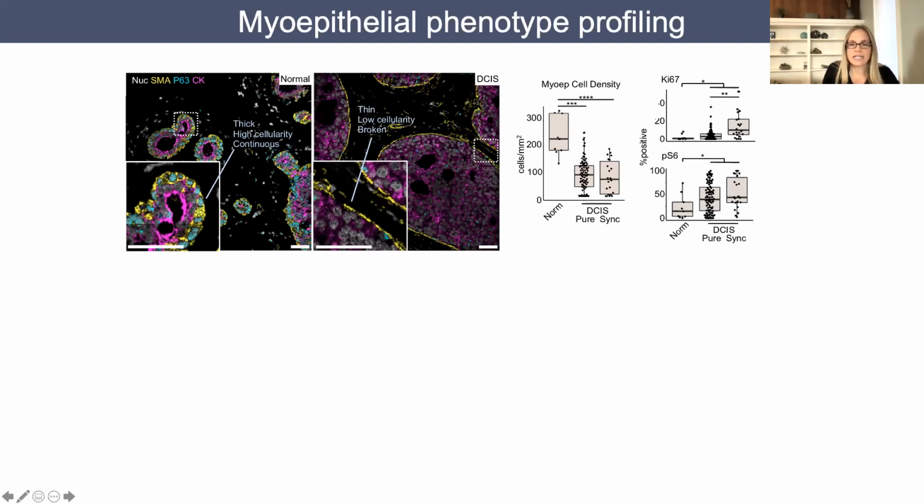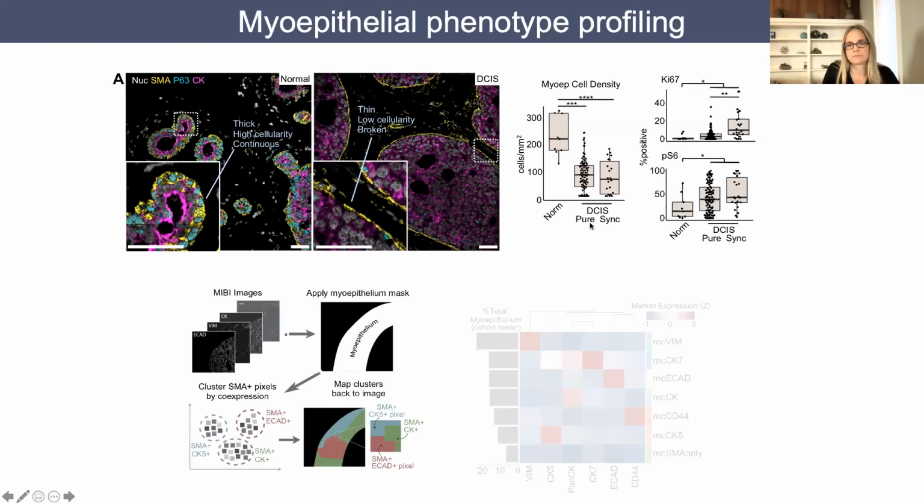Interestingly, we find that DCIS lesions that are mixed with invasive breast cancer in synchronous lesions, which may be closer to transitioning to an invasive cancer, tend to show a more similar density. And what's really intriguing is that the synchronous lesions tend to show this upregulation of phospho-S6, which may be an attempt to maintain their barrier to invasion.